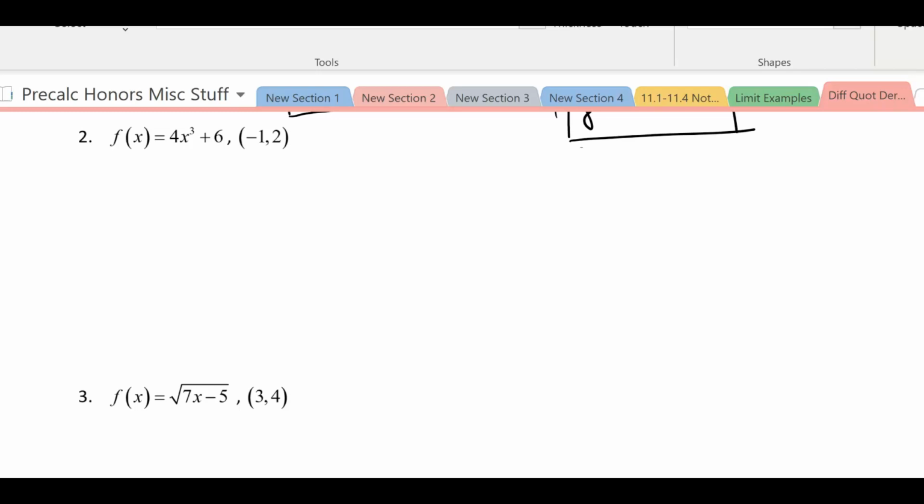So our difference quotient is going to be 4 times x plus h cubed plus 6. That's f of x plus h. And then minus f of x. So again, make sure you distribute that negative. So it's minus 4x cubed minus 6 all over h.